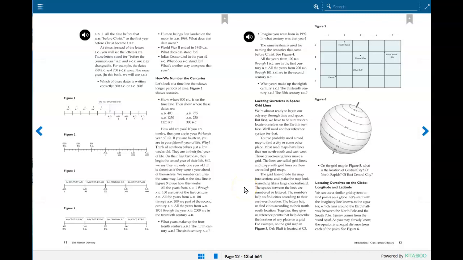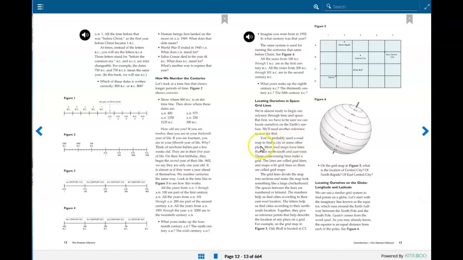Here's the reading of pages 13 through 15, and we're going to start with locating ourselves in space, grid lines. We're almost ready to begin our odyssey through time and space, but first we have to be sure we can locate ourselves on the Earth's surface. We'll need another reference system for that.